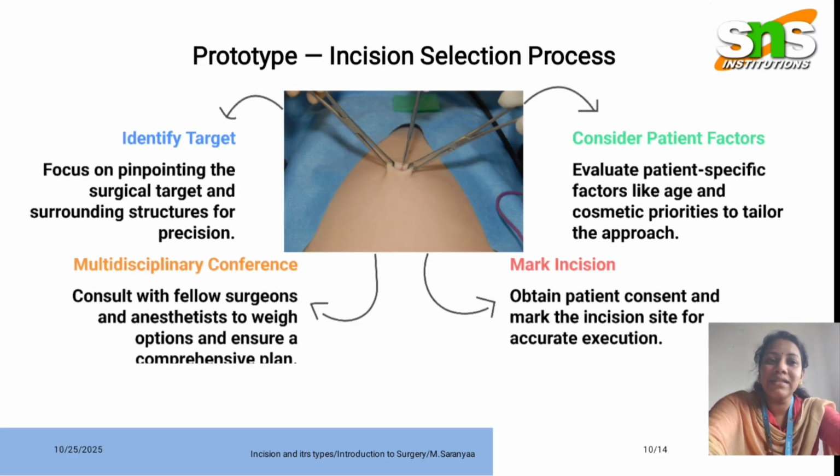What exact incision was made for this patient, and how is the incision selection process done? First, you identify the target region where the appendix is present, pinpointing the region surrounding the appendix, which is near the groin region of the body. Then multidisciplinary conferences are held, where surgeons meet among themselves and with the anesthetists to give a comprehensive plan for the surgery, considering patient factors like age and cosmetic priorities. Before the surgery, the incision site is marked, and you get consent from the patient as well as the patient's attendants.